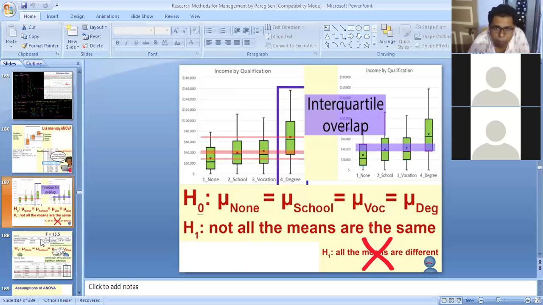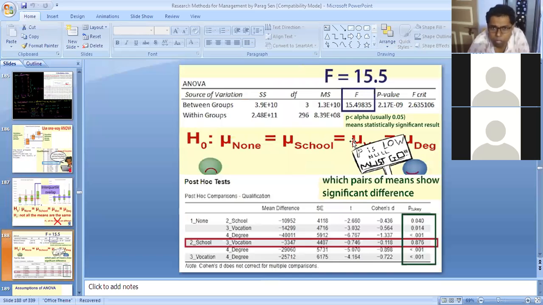So what you will do, you will perform a post hoc test. Okay, and this is only applicable if your null hypothesis is rejected. If your null hypothesis is not rejected, that means you are concluding that there is not enough evidence that the population means are different. So there is no need to perform any post hoc test. But if your null hypothesis is rejected, then only you will perform your post hoc tests.